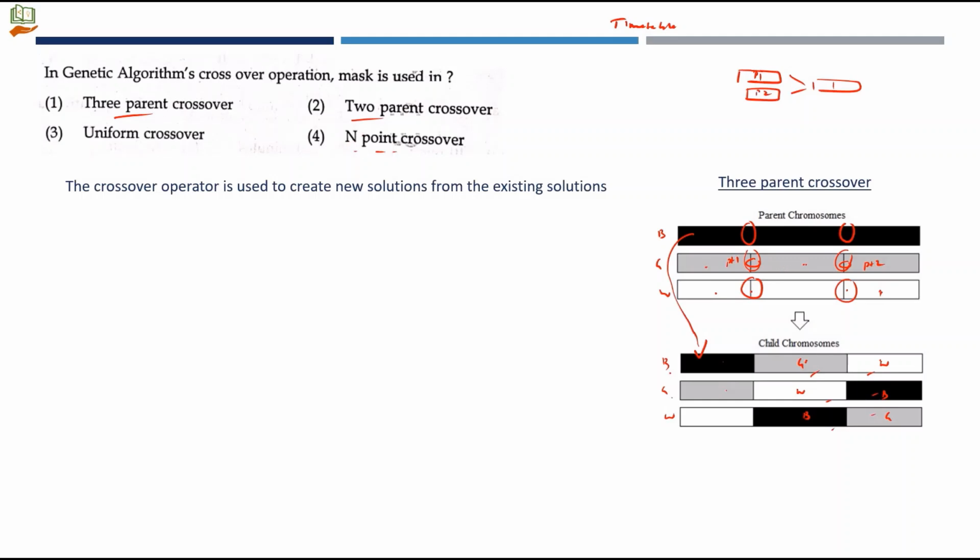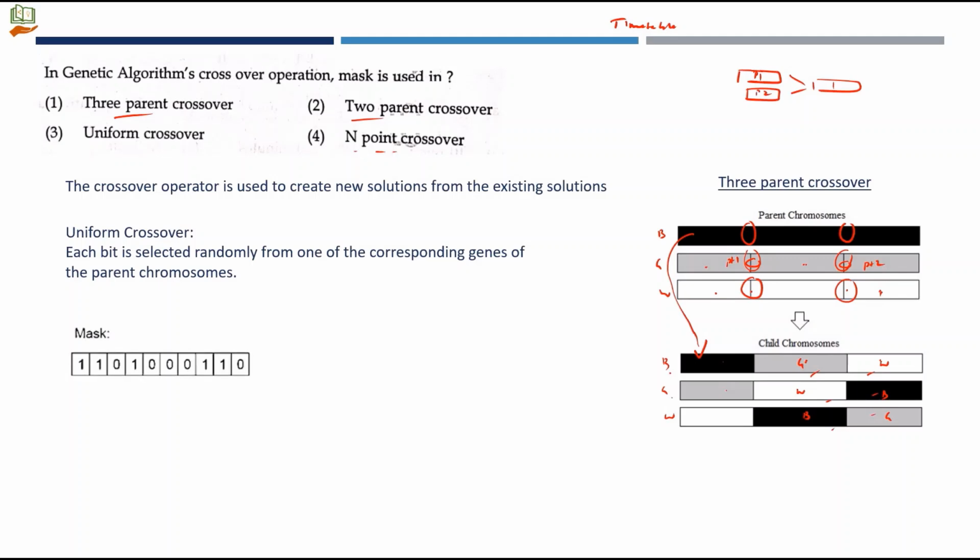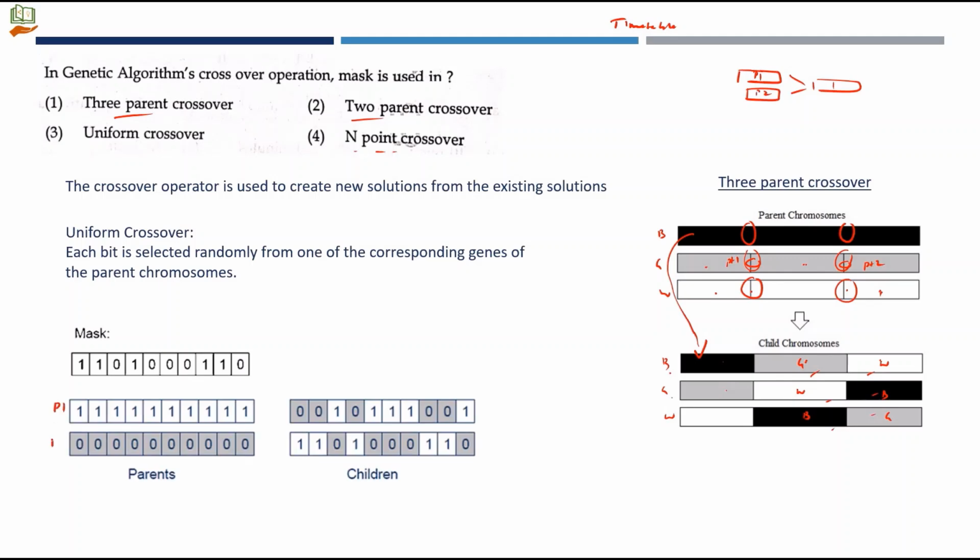While explaining all these things, did I use the term mask? No. So what should the answer be now? It should be uniform crossover. We'll just see how it is. Each bit is selected randomly from one of the corresponding genes of the parent chromosomes. Let's see an example here. Let's take the binary encoding of the parent. This is parent 1 and this is parent 2.